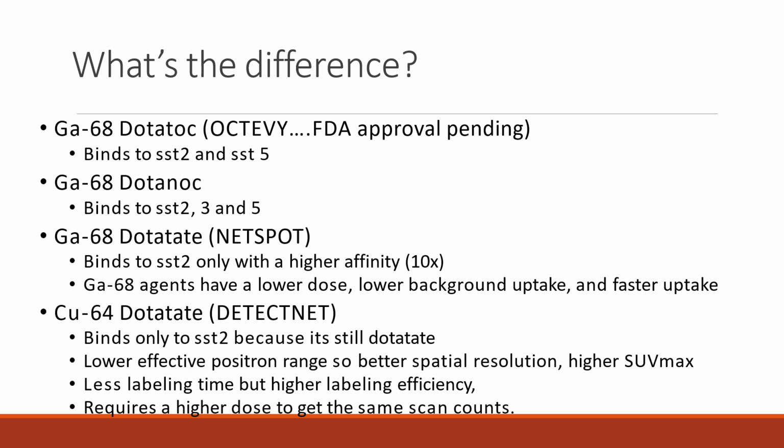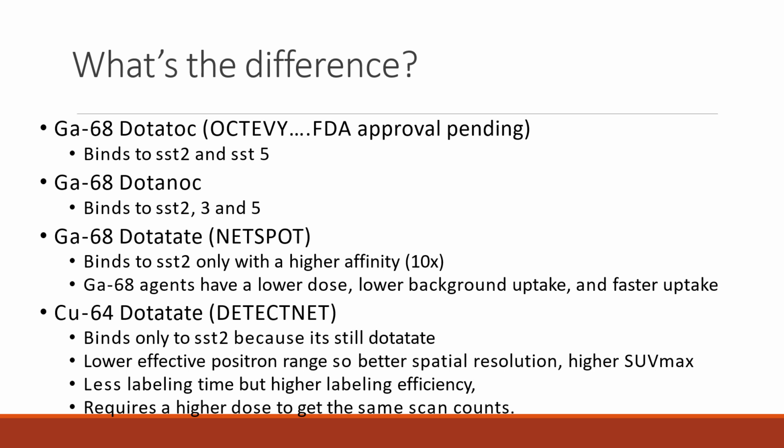DOTATATE binds to somatostatin 2 only, but with a higher affinity, about 10 times greater affinity. And it's the same DOTATATE for copper, same DOTATATE for copper and for gallium, and for lutetium. DOTATATE is DOTATATE is DOTATATE. It's the same one, just tagged to different things. So for DetectNet, it's the same thing. It only binds to the somatostatin 2 type, but it has a higher affinity than the other ones. It has a 10 times higher affinity.